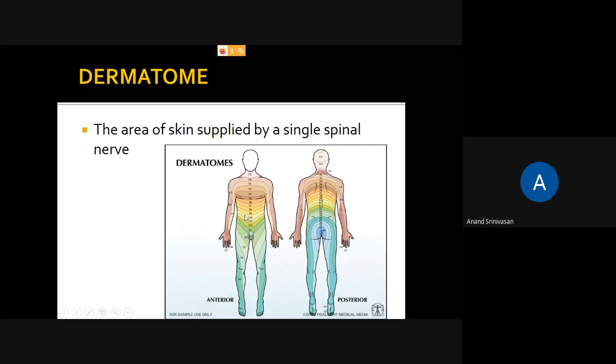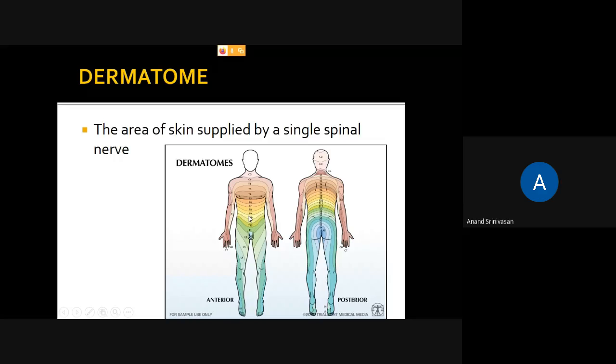Okay, if from T10 he doesn't have any sensation, which means the spinal cord is affected at the level of thoracic spinal cord level 10. Okay, thoracic vertebrae level 10.